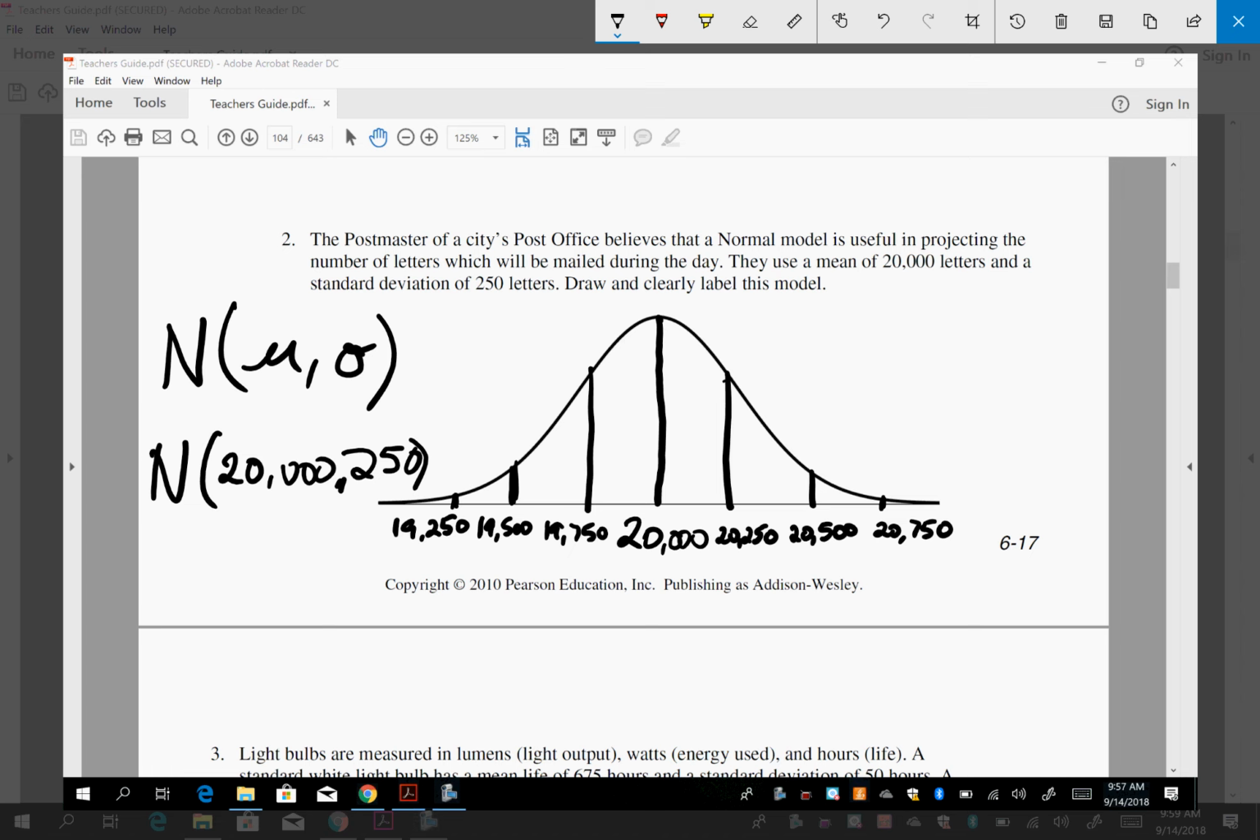Okay? So that's what I'll be checking for number 2, making sure you have these numbers correct. And I'll be checking for this notation. Okay, so when you look to the right, you have correct. And so what I tried to do in your brain yesterday was I asked you, what is the z-score for 20,250 letters? It's 1.